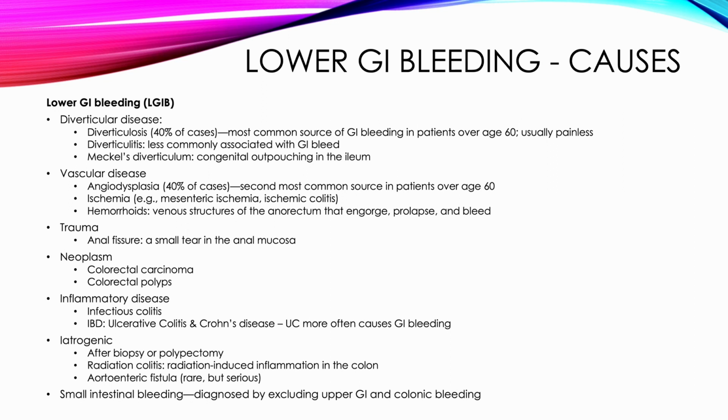Of course, cancers are on our list for lower GI bleeds. Inflammatory disease like infectious colitis, any type of those enteroinvasive bugs, can cause it. And then IBD, of course, ulcerative colitis more so than Crohn's, but both can cause GI bleeding. Iatrogenic causes, so after biopsies, polypectomies, radiation. And then we mentioned fistulas, which are super rare.